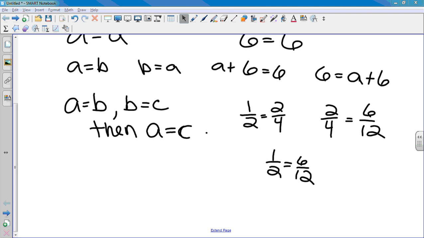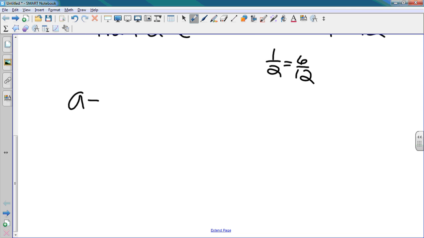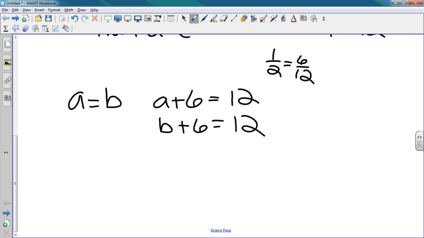Okay, so the first one was reflexive, then we have symmetric, then we have transitive. And then there's the substitution property. All the substitution property says is this: if I have A equals B, and I have A plus 6, I can also say B plus 6. It's going to give me the same thing, because A is equal to B. I can substitute in a different variable.